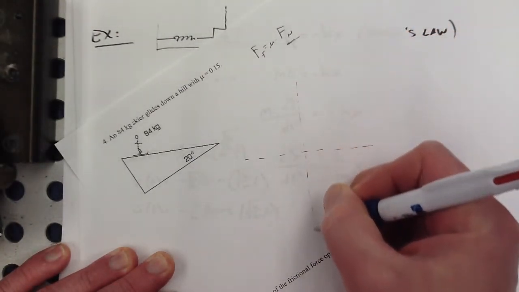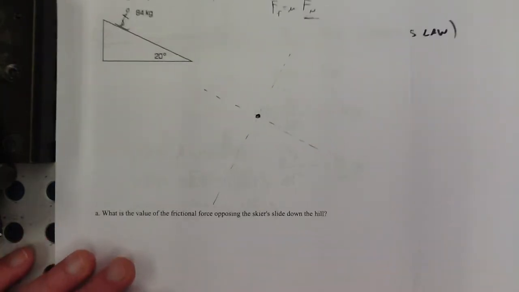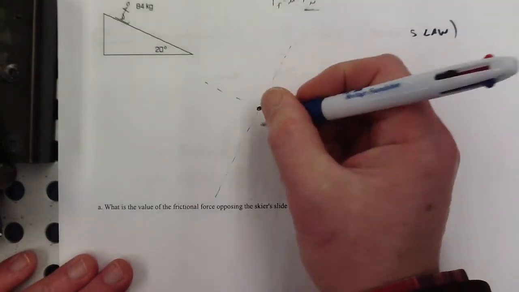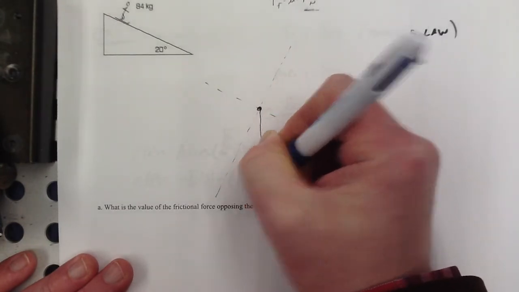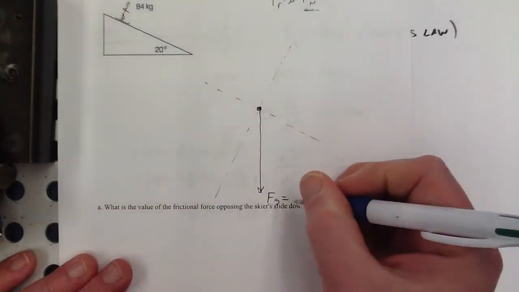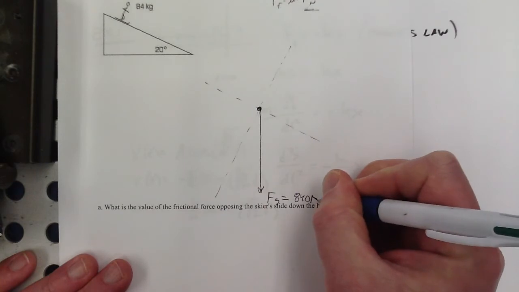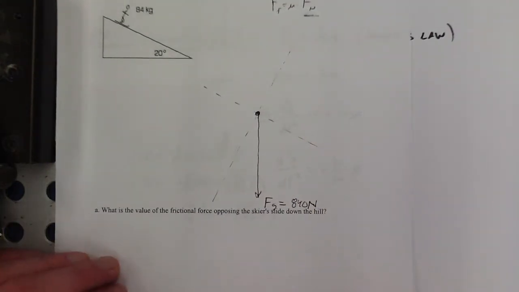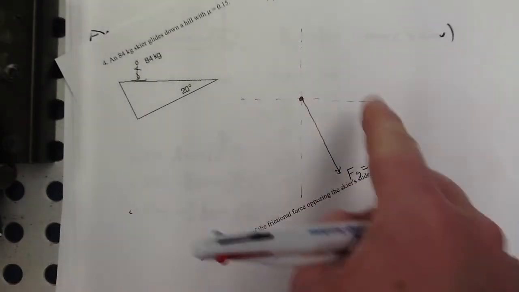Get out your ruler if that helps you. There's the person, the skier. I'm going to turn back to this direction for just a minute so I can drop down my gravitational force. Force of gravity is going to be 84 times 10, 840.